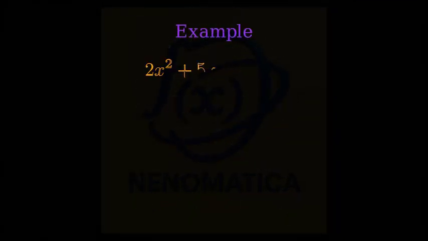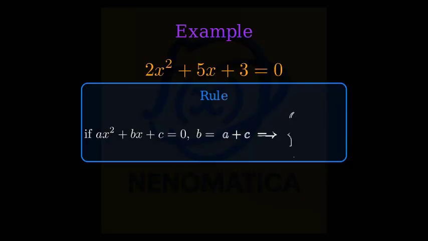Here is the problem we will solve. 2x squared plus 5x plus 3 equals 0. We will follow the exact algorithm shown on the reference card. If ax squared plus bx plus c equals 0, and b equals a plus c, then the roots are x sub 1 equals negative 1, and x sub 2 equals negative c over a.